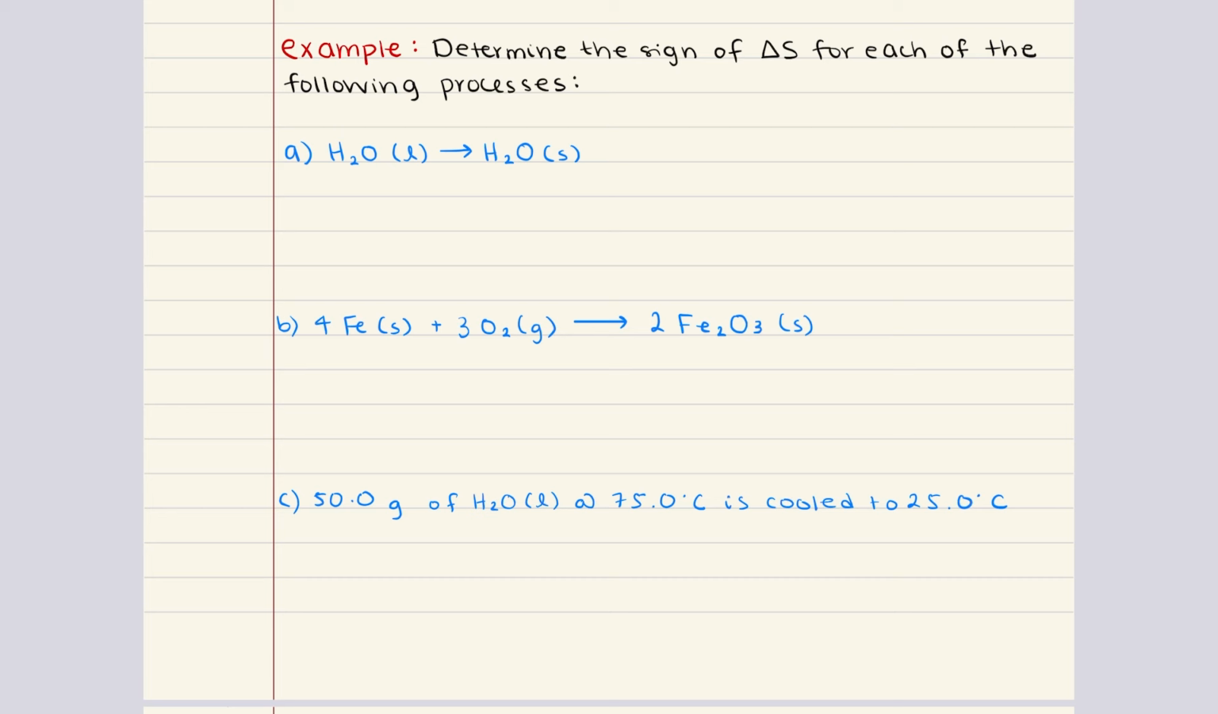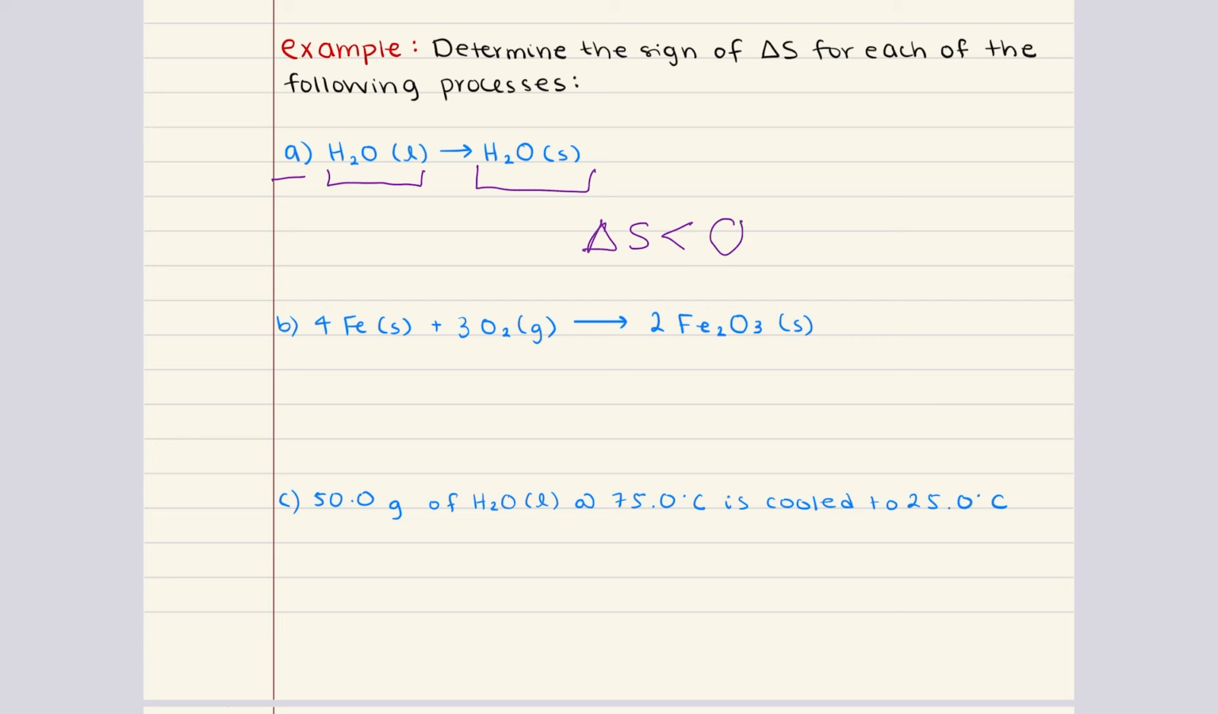This problem wants us to determine the sign of delta S for each of the following processes. In A, we have liquid water converted to ice. Now, liquid has a higher entropy than a solid. Therefore, when liquid water becomes ice, the entropy decreases. So delta S is less than 0.